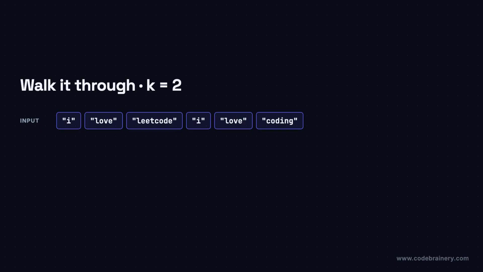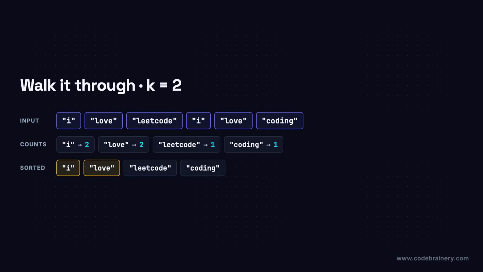Walk through an example. The input is I love leetcode, I love coding. K equals 2. Count it up. Love appears twice. I appears twice. Leetcode appears once. Coding appears once. Sort by the rules, bigger count first, then alphabetical on ties. The order is I, love, coding, leetcode. Take the first 2, I and love.